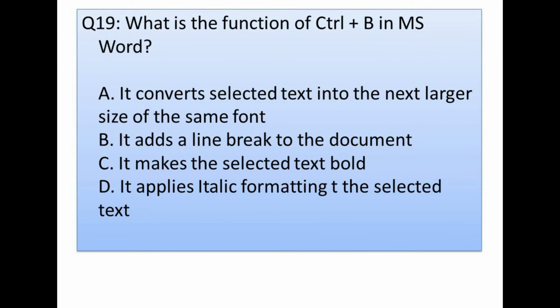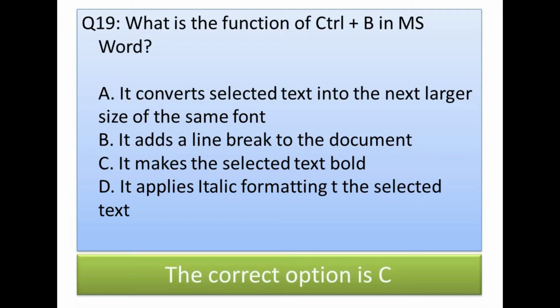What is the function of Ctrl+B in MS Word? It converts selected text into the next larger size of the same font. It adds a line break to the document. It makes the selected text bold. It applies italic formatting to the selected text. So the correct option is C.